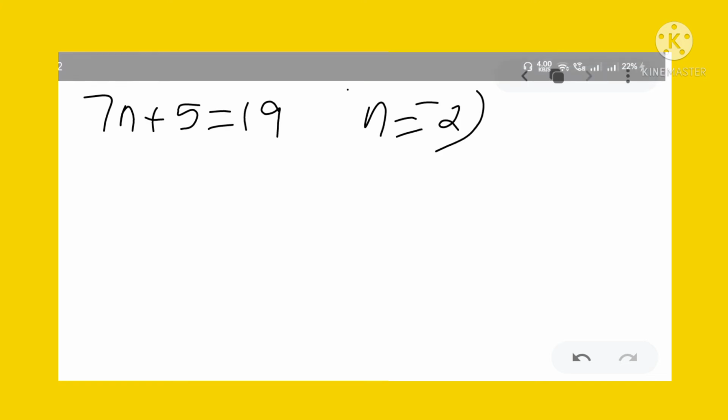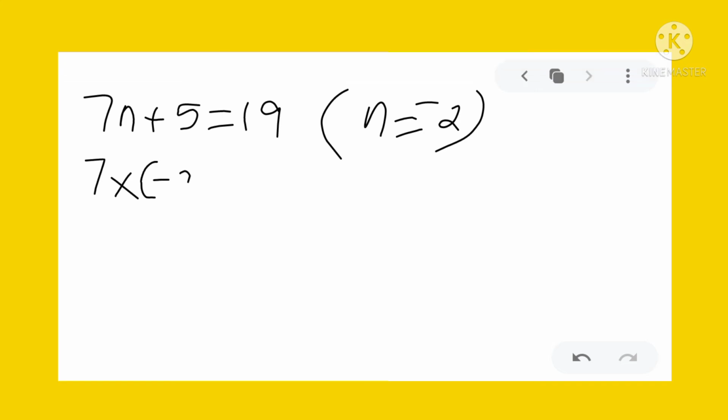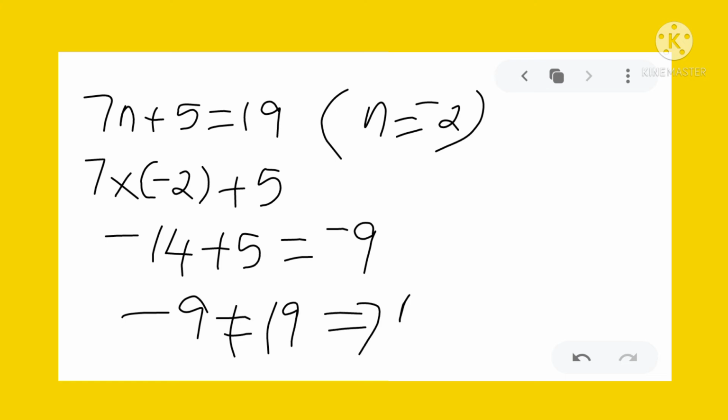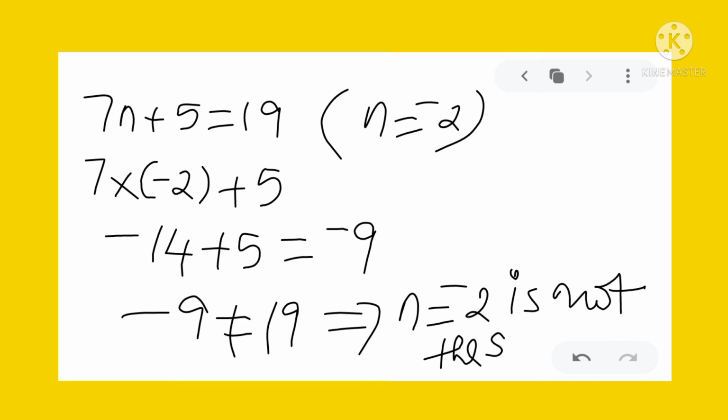7n plus 5 is equal to 19 where n equal to negative 2. So 7 into negative 2 plus 5, that is negative 14 plus 5, which is equal to negative 9. But negative 9 is not equal to 19. That means n equal to negative 2 is not the solution. Here we only want to substitute the given value in the place of the variable.